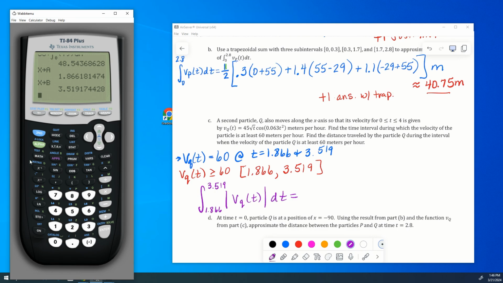But in my calculator, I'm going to hit Math 9. Luckily, I stored, yay for me, those two values. And then I have that into Y1, but I need to do the absolute value. So I'm going to do second catalog, get that absolute value, and then put in Y1. Enter, and there you have it, 106.109 meters.